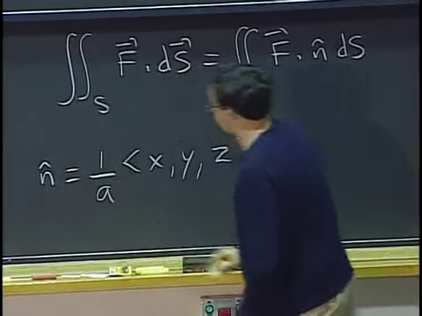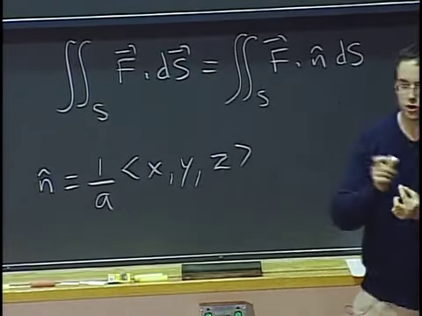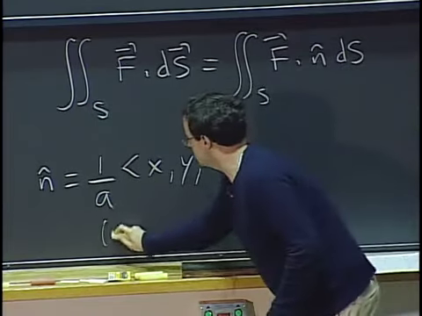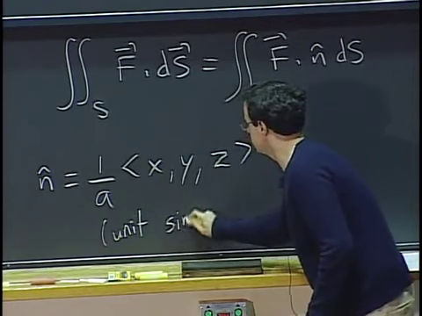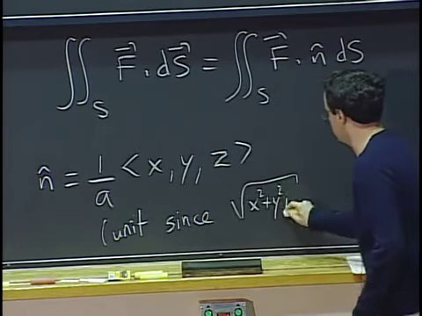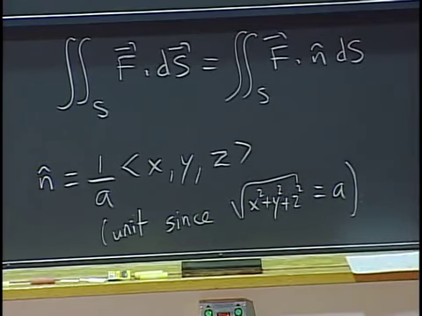So in fact, I get my normal vector by scaling this guy down by a factor of a. Okay? And let me write down, just in case you're still unsure, this is unit because square root of x squared plus y squared plus z squared is equal to a on the sphere.